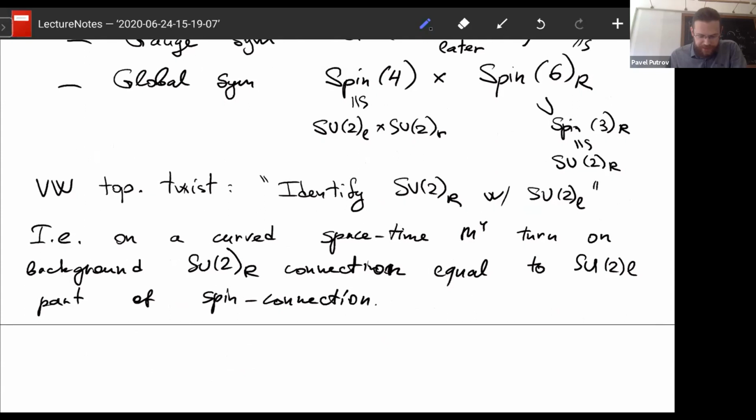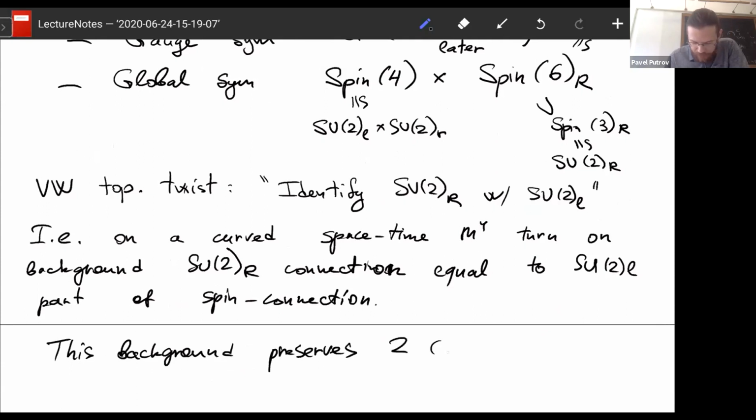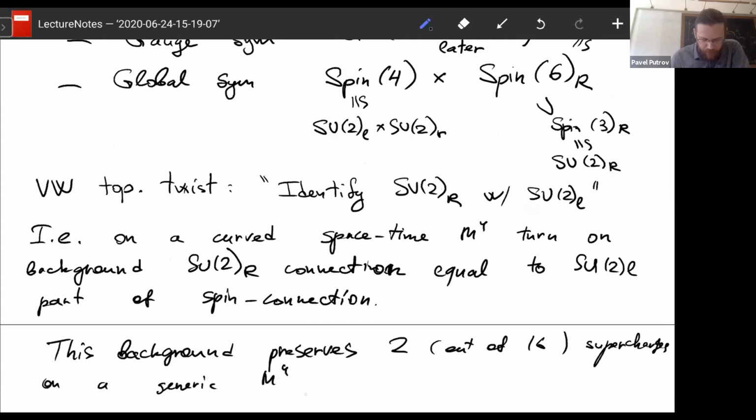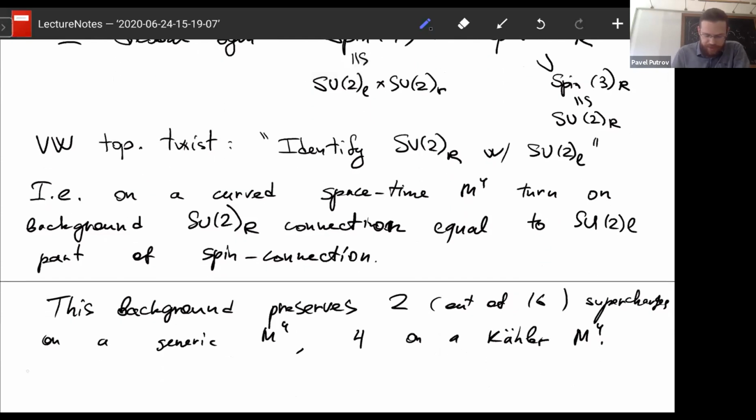And what is good about this particular background is that it preserves 2 out of 16 supercharges on a generic 4-manifold M4, but it actually preserves 4 on a Kähler 4-manifold. And this latter is a situation which you want to consider.